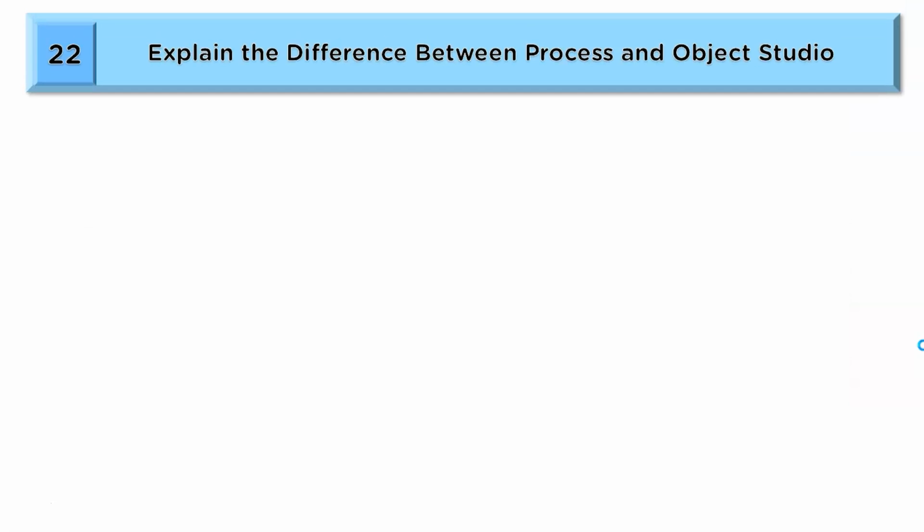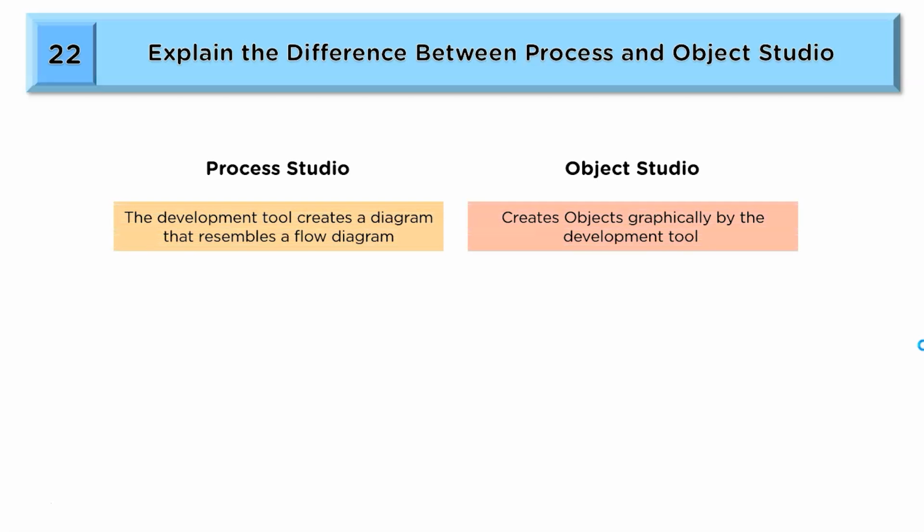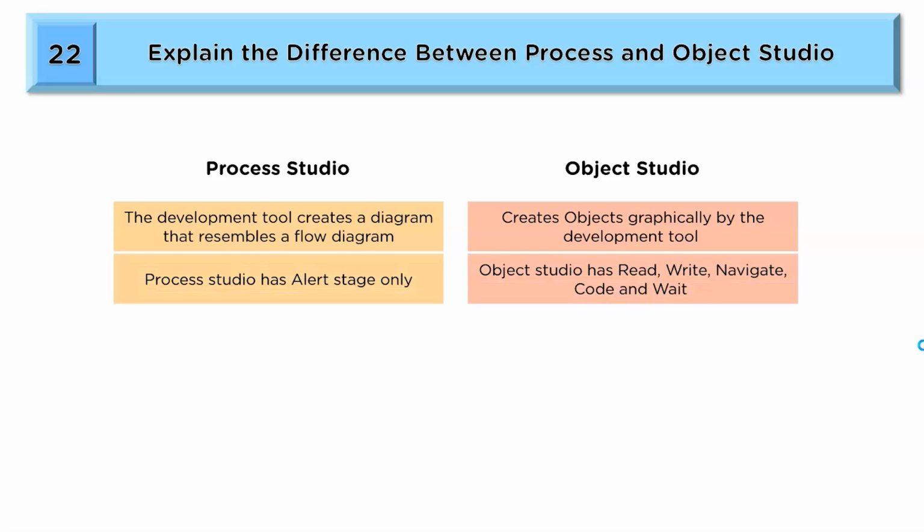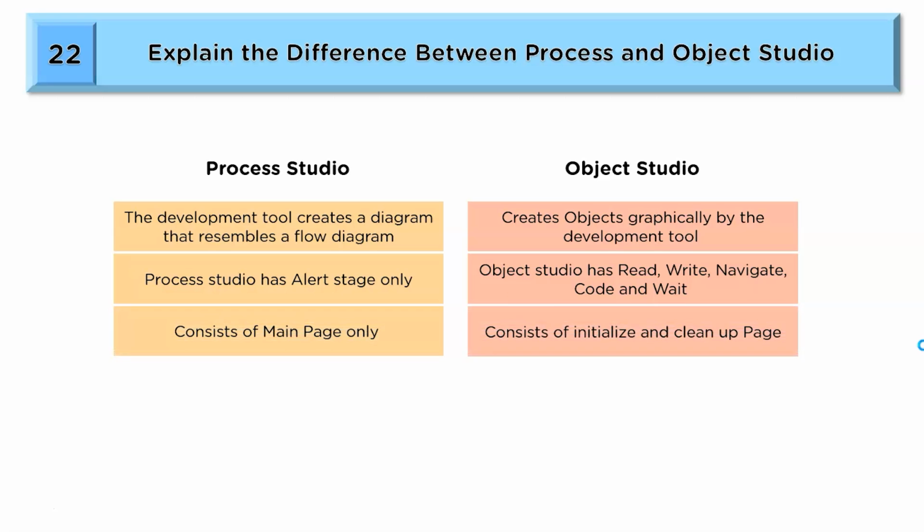Explain the difference between Process Studio and Object Studio. In Process Studio, the development tool creates a diagram that resembles a flow diagram. Object Studio creates objects graphically by the development tool. Process Studio has the alert stage only. Object Studio has read, write, navigate, code, and wait stages.